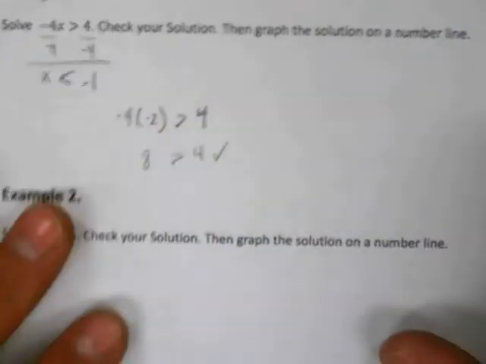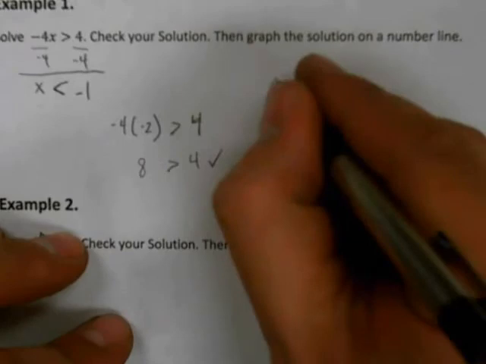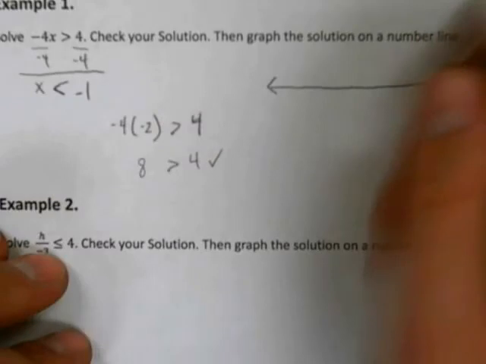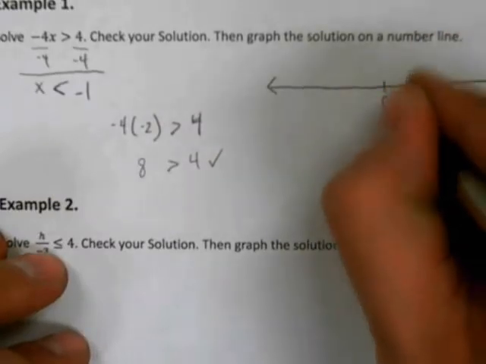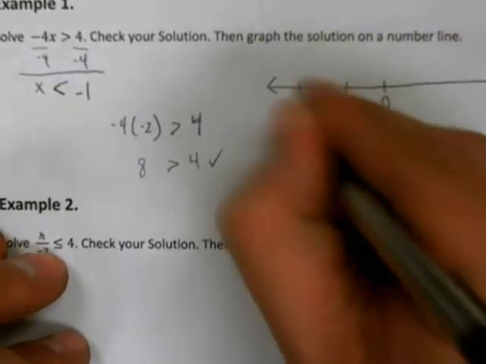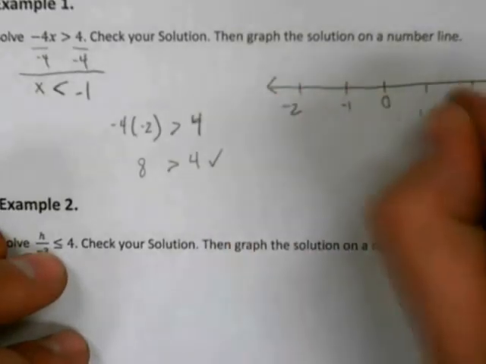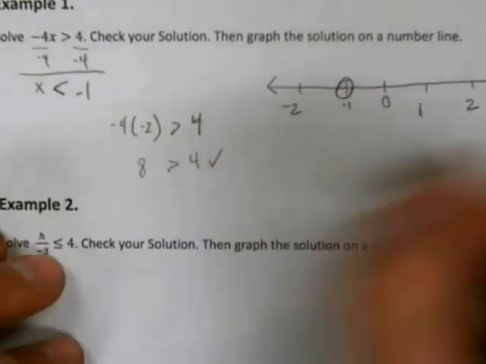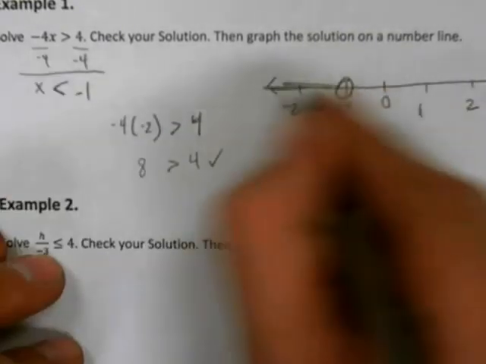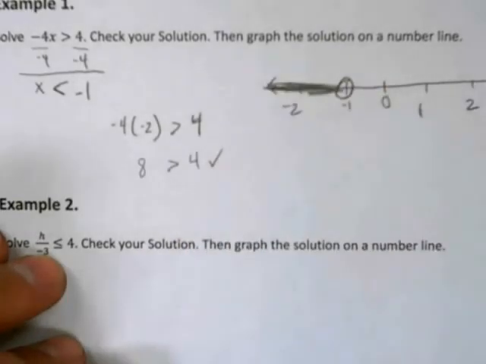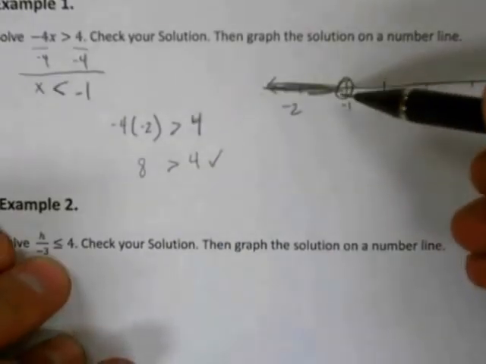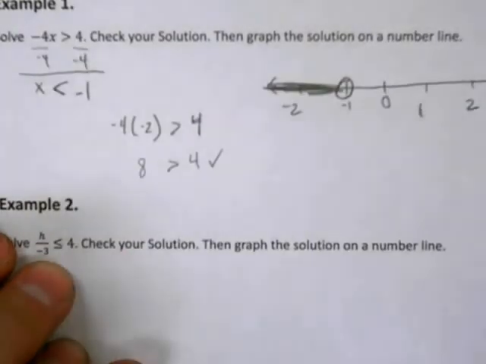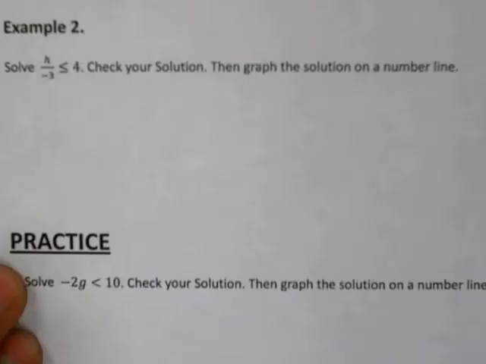Okay, and then we just have to graph this on a number line, so I'm going to build my number line here. We're going to graph x is less than negative 1, so I'll start with 0 here, negative 1, negative 2, and 1 and 2. And then we're going to put an open dot at negative 1 since this is just less than. And it's less than negative 1, so we're going to go in this direction. Now what that means is that any number from negative 1 over to the left is going to make this inequality true. Okay? Let's do another example.